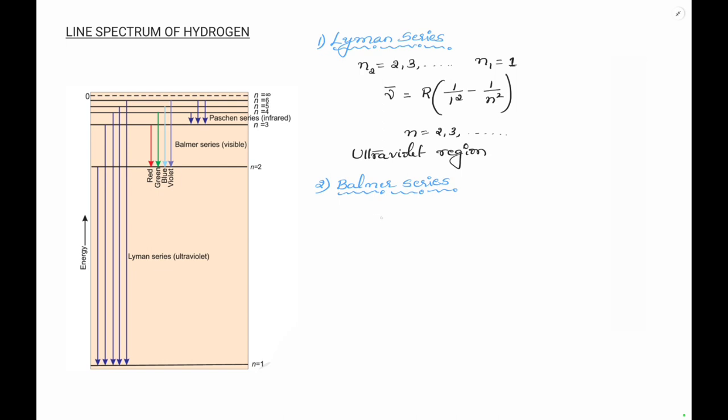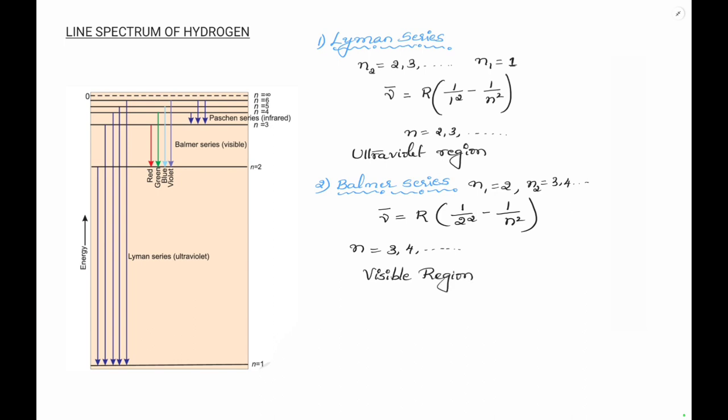Similarly, the Rydberg's equation for Balmer series can be written as R into 1 by 2 square minus 1 by n2 square. Here n is 3, 4 and so on. These Balmer series of lines are obtained when the transition of electrons is taking place from level n2, that is 3, 4 and so on, to a level of 2. And these series of lines correspond to the visible region of the spectrum. In the line emission spectrum of hydrogen, Balmer series of lines are the only one which is corresponding to the visible region. So this particular point is important to remember.